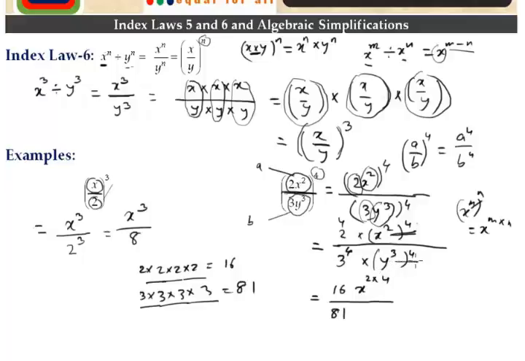Y cubed to the power 4 gives y to the power 3 times 4. So we will get 16x to the power 2 times 4, which is 8, divided by 81y to the power 12.